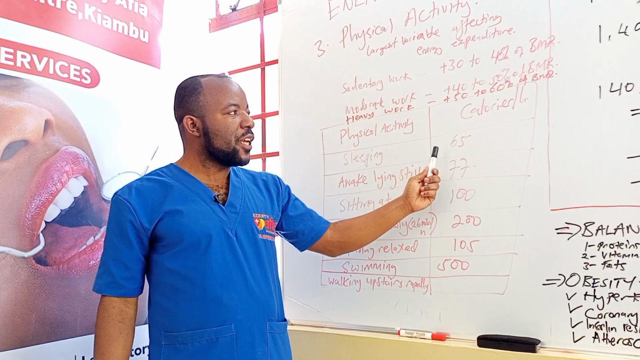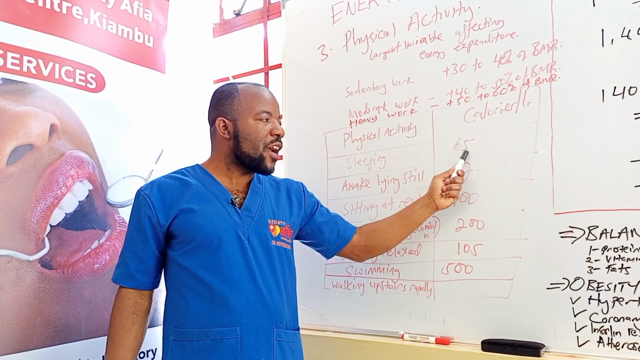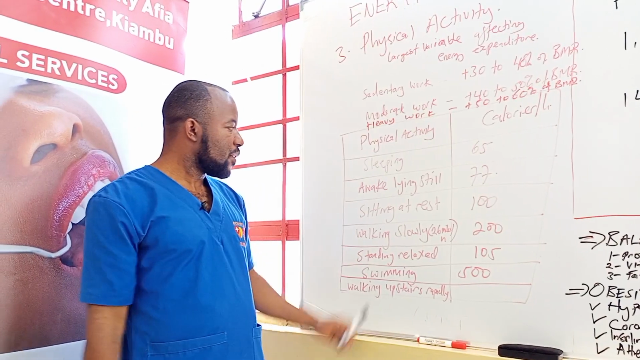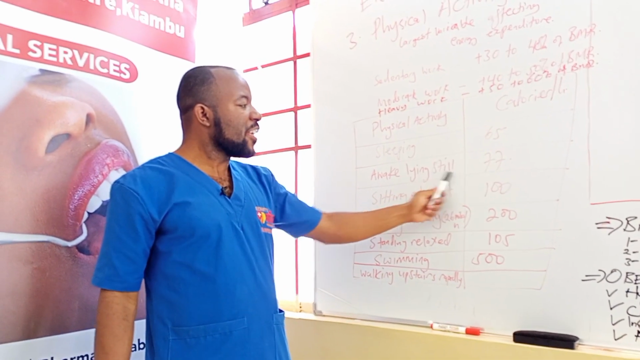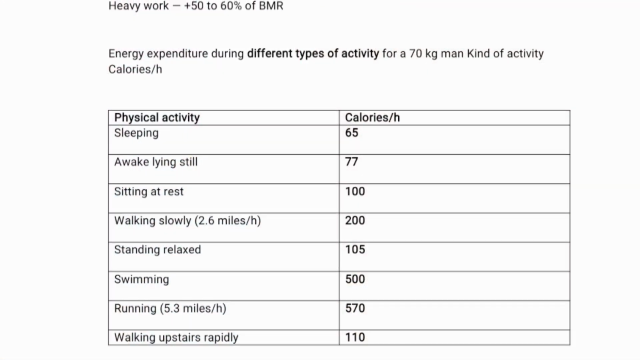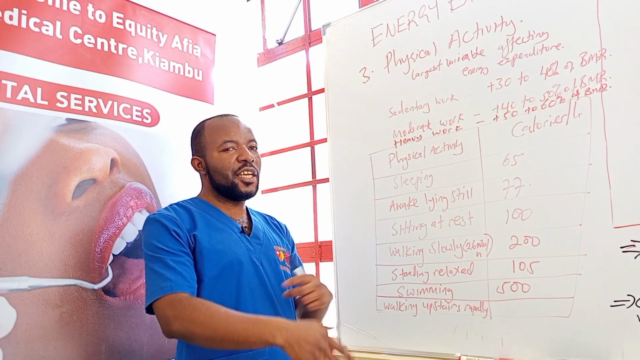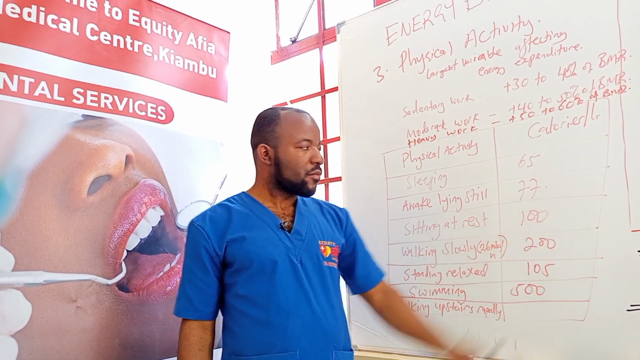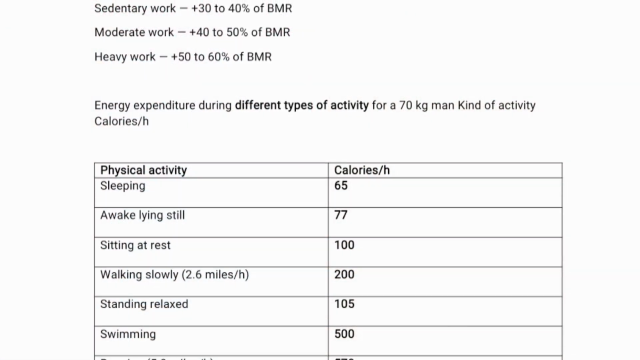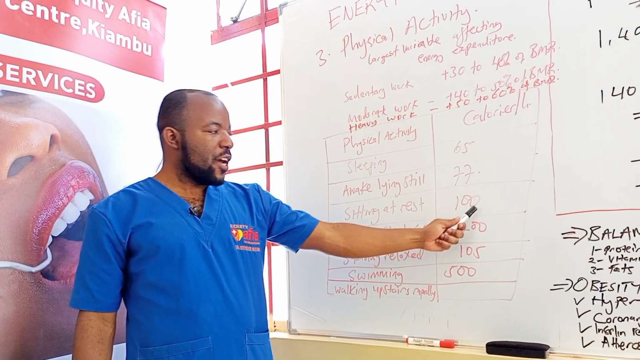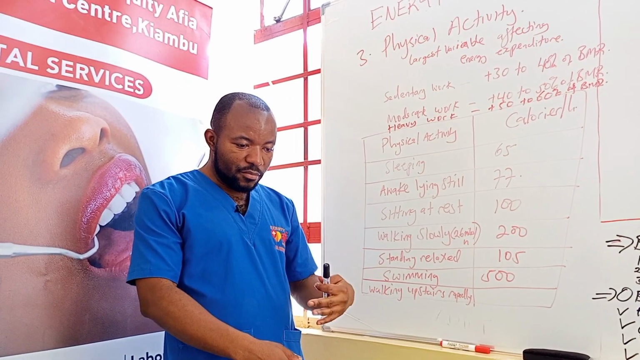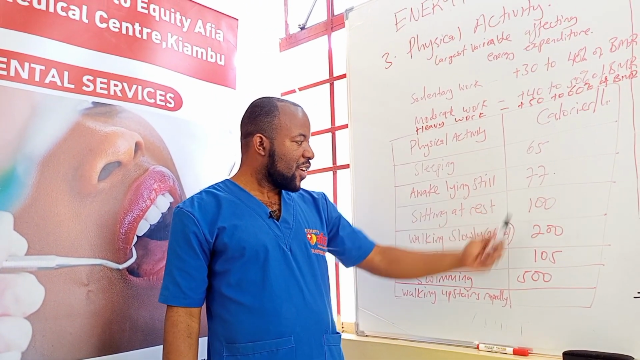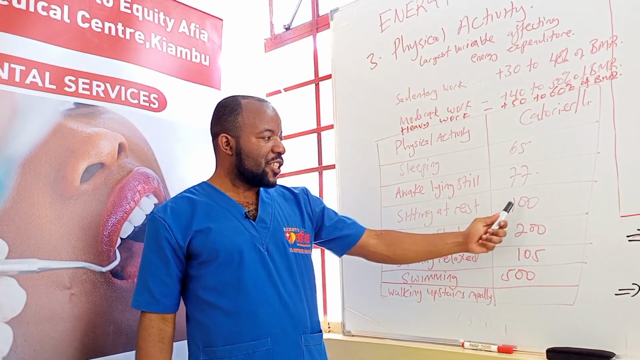If you're going to sleep the whole day, per hour, you're going to spend 65 calories of what you took in. If you are awake and lying still, not sleeping, all the time lying there on your bed, rotating, you're going to spend 77 calories per hour. If you are sitting at rest, you're going to spend 100 calories. So lying on the bed but still is 77. Sitting is more energy, is 100.